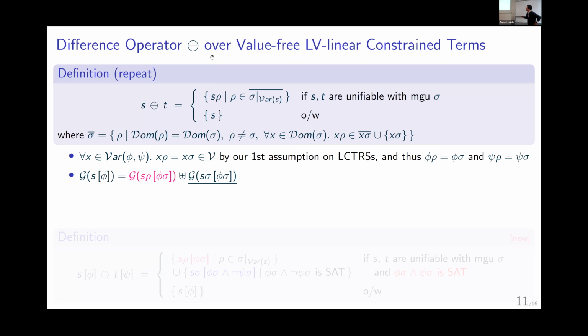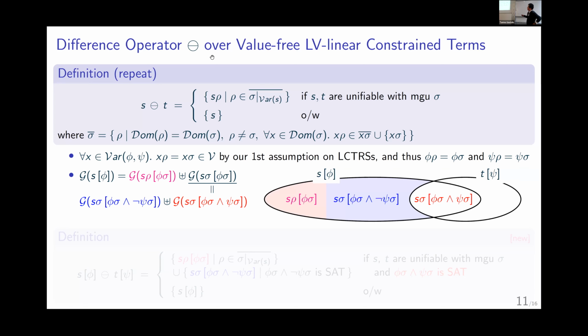S rho phi sigma. So rho computes the complement part of S sigma, and thus this is split. And moreover, the second part can be split. So one is where psi sigma doesn't hold, and the other satisfies psi sigma, and this can be illustrated in this way.